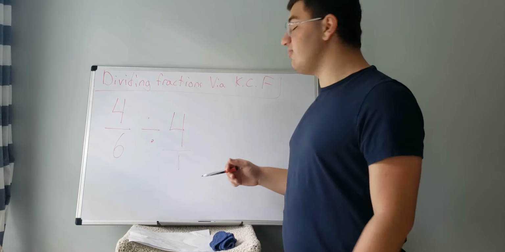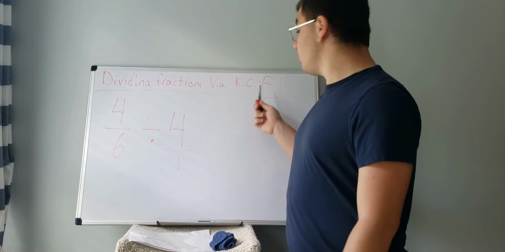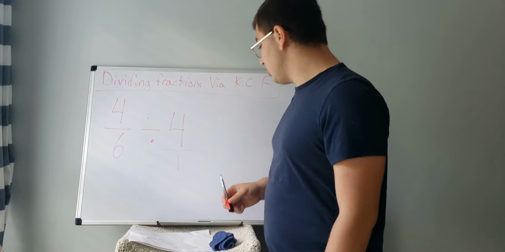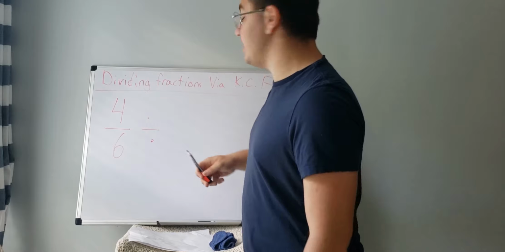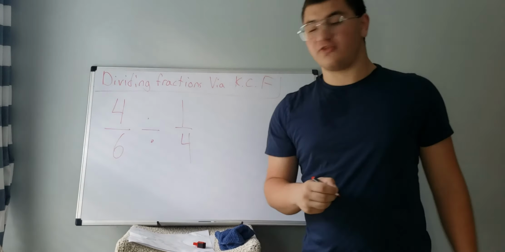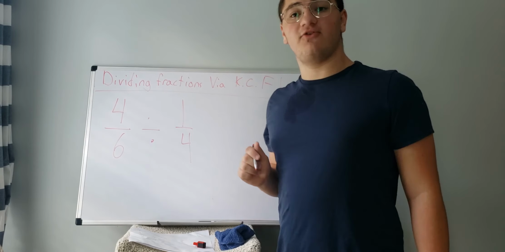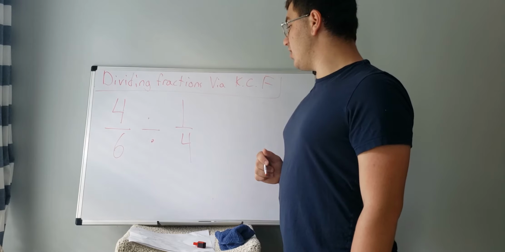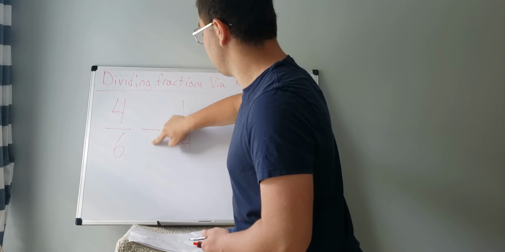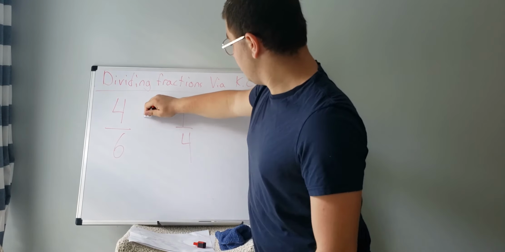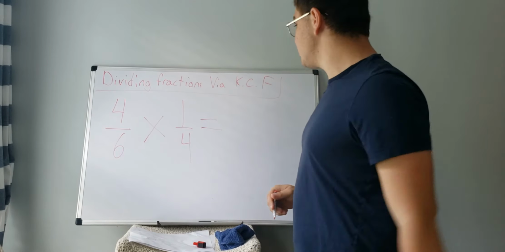So instead of doing keep, change, flip, once you get a little bit more experience, you could just go ahead and automatically, if you see this, just write 1/4, because you're going to be flipping the 4 over 1 anyway, right? So let's do that. So let's just erase this and write 1/4, because that is 4 over 1 flipped. So now all we gotta do is change the division sign to a multiplication sign. Let's just put a beautiful multiplication sign there and multiply straight across like we have been doing.